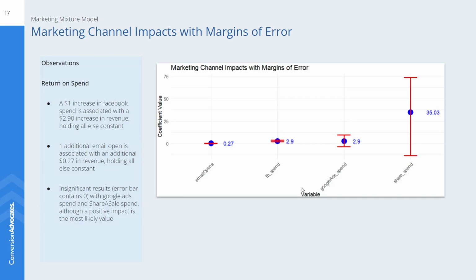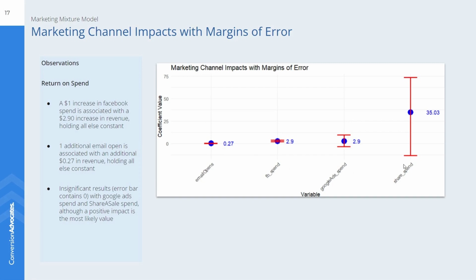This is just another way to visualize the return on ad spend and coefficient estimates, along with how confident we are in this result, where the red line is the error bars. So these are so small that you can't really even see the range, but we're most confident in our estimates for email opens and Facebook spend.